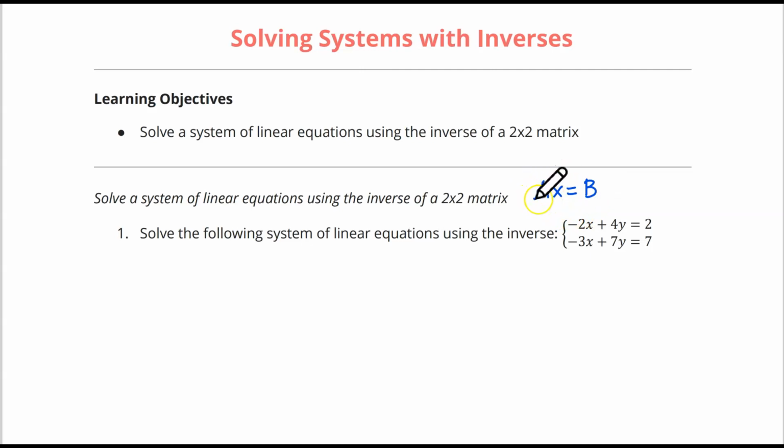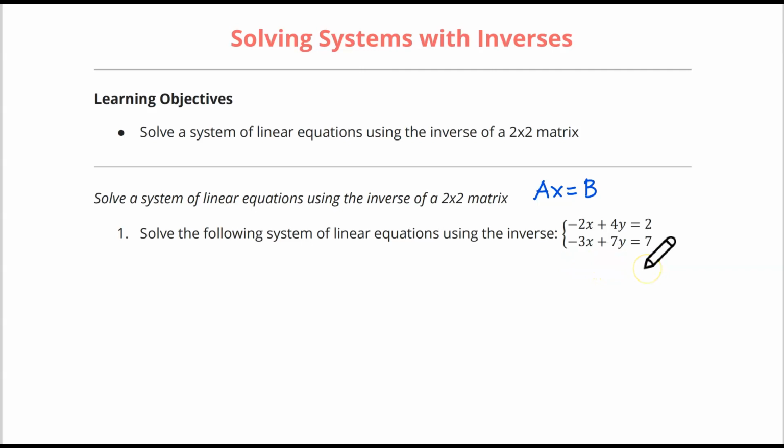The A matrix is composed of the coefficients of the variables here. The X matrix is a column matrix representing the variables used in the system. So in this case, it is X and Y. And the B here is also a column matrix representing the constants here.